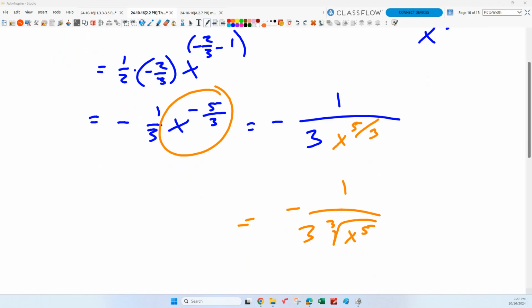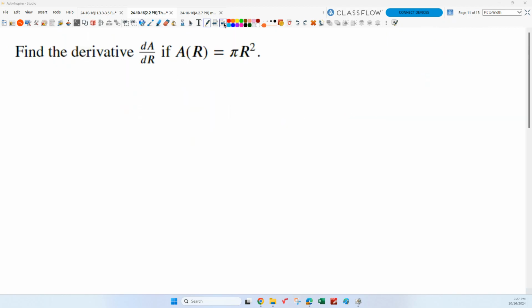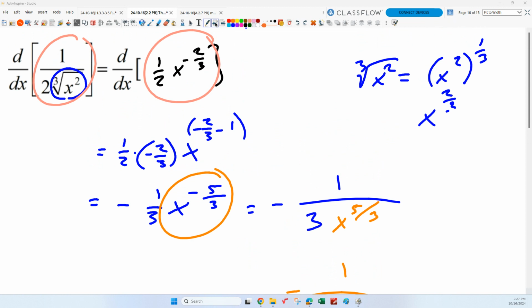It's important to know that connection to the radical, though, because that will be something that we're going to rely on quite a bit. It's important to be able to write it as a radical. Okay, so I'm going to give you one. Go try this on the board.